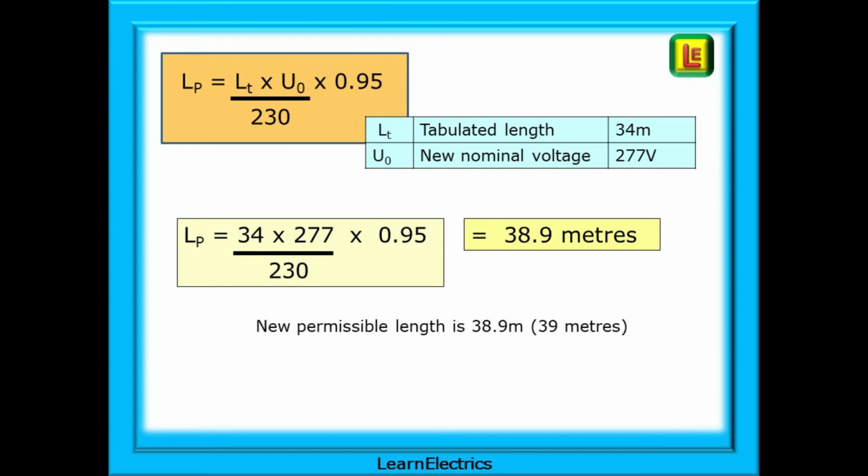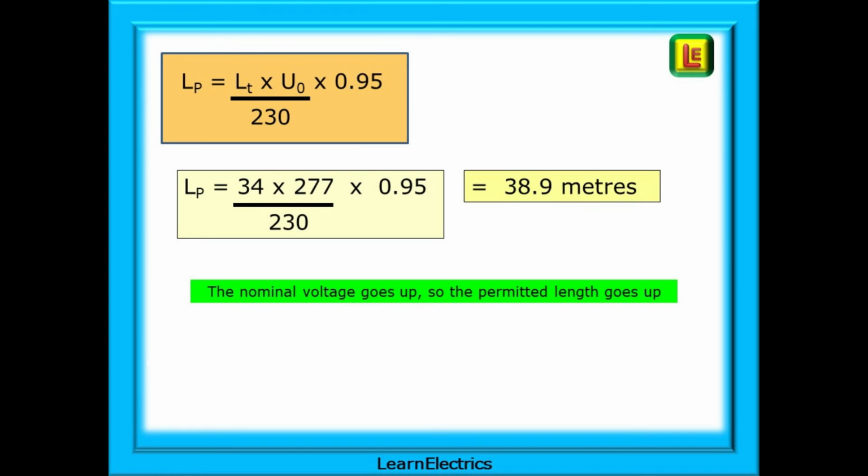The basic formula is shown, and the two values we need are LT, the tabulated length for 230 volts from the tables, and U0, the new nominal supply voltage. Put these into the formula and do the calculation. Done correctly, you should have about 38.9 meters, which will be rounded up to 39 meters. Notice that as the nominal voltage goes up, so does the permitted circuit length.